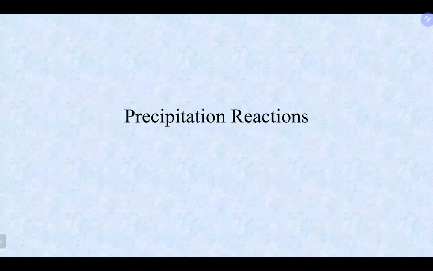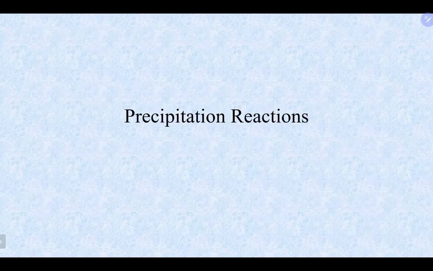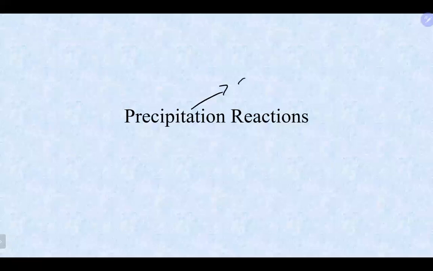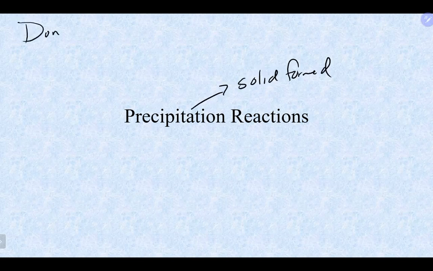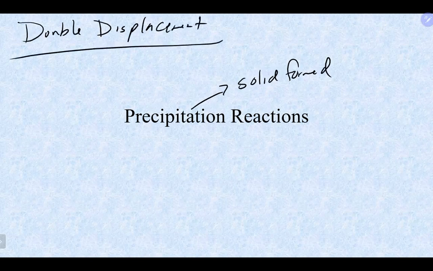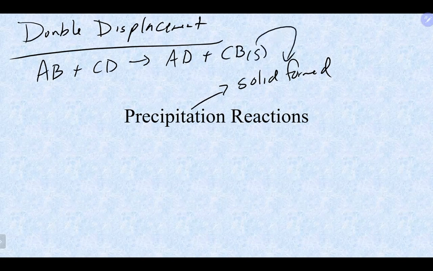So let's first talk then about precipitation reactions. Precipitation reactions, as I mentioned, basically are where some type of solid gets formed. And once again, this is under the umbrella of double displacement reactions. As we talked about before, that is our two ionic compounds, which will switch partners. And again, one of these guys will basically make a solid in this case. So the big classification is double displacement.